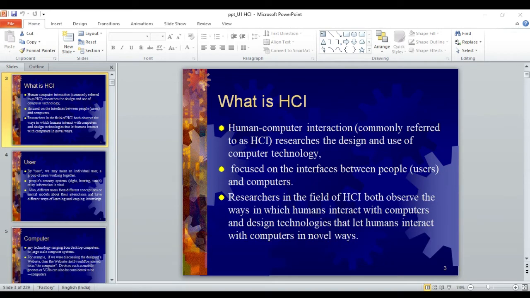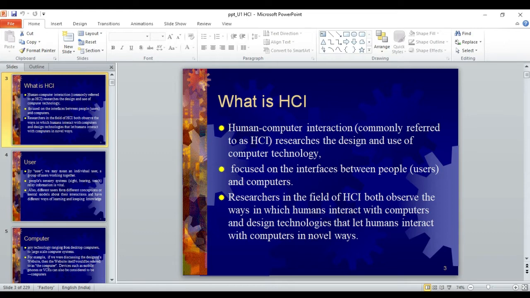Good morning. Today we are going to see about HCI, human computer interaction. It researches the design and use of computer technology. It also focuses on the interfaces between people and computers. The researchers in the field of HCI both observe the ways in which humans interact with computers and design technologies that let humans interact with computers in novel ways.